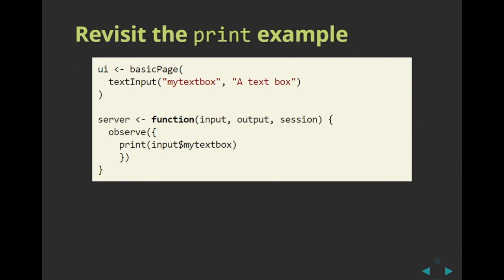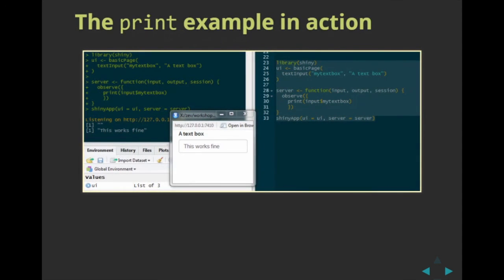So here we are. Exactly the same with one exception. I've wrapped print input my text box in an observe function. So is this returning a value? No. This is printing, it's causing a side effect, it's printing to the console. And in this particular instance, because I'm printing to the console, I can't really show you a live example of it exactly, so I'll show you a printout here, basically a screenshot.